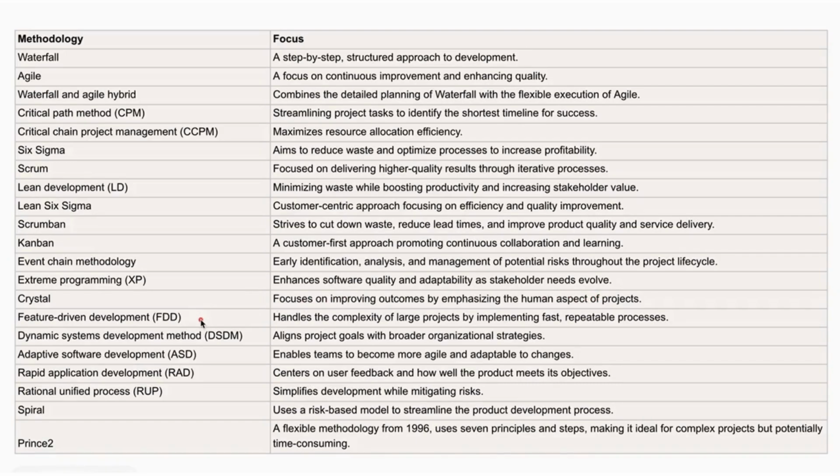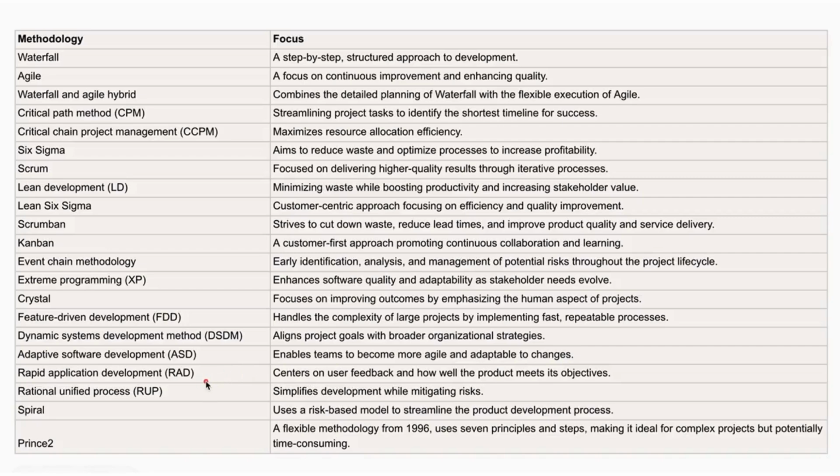So the next one is feature-driven development. It's being used in many cases. So it handles the complexity of large projects by implementing fast, repeatable processes. So it focuses on features. So the next one is dynamic system development method. So aligns project goals with broader organization strategies. So the next one is adaptive software development. So it enables teams to become more agile and adaptable to change.